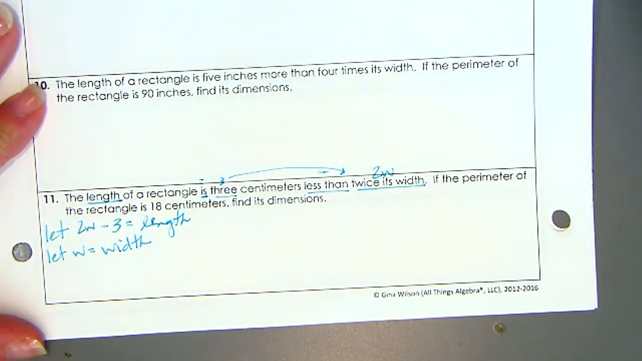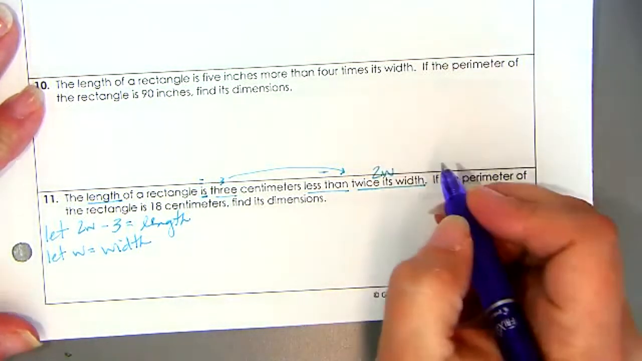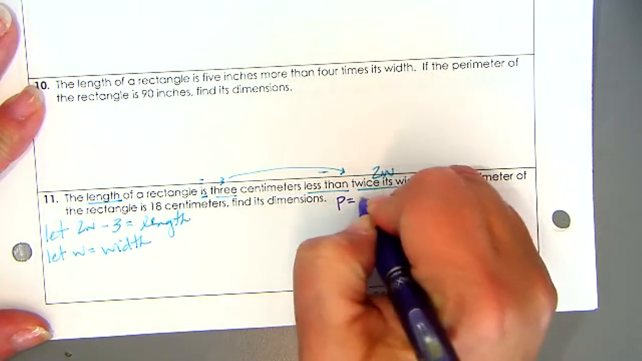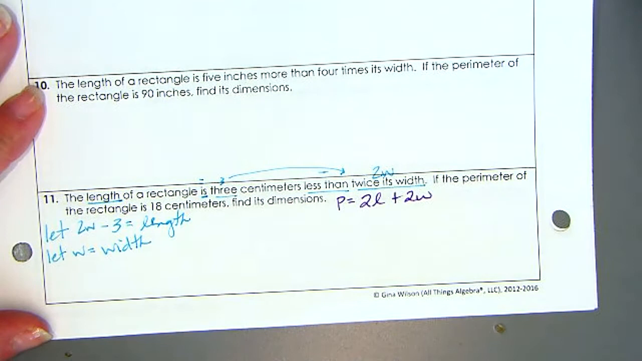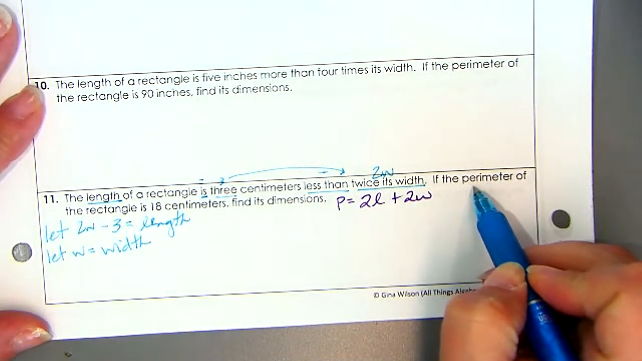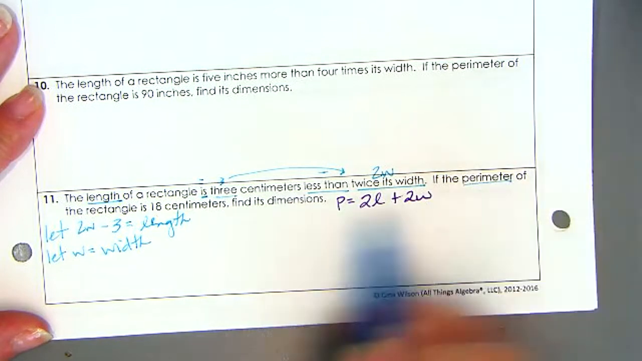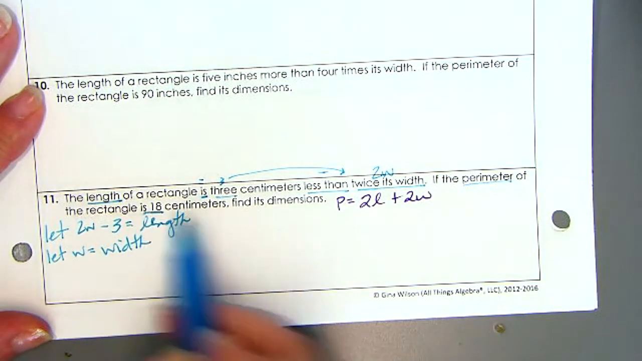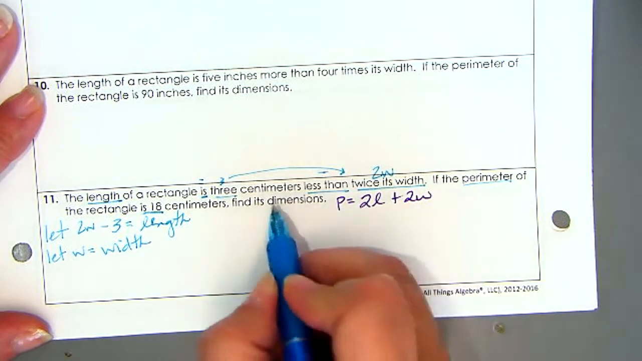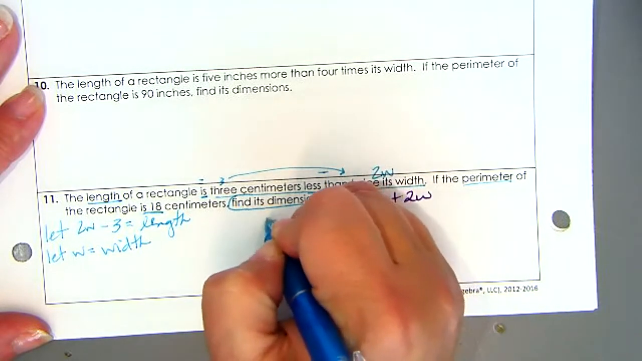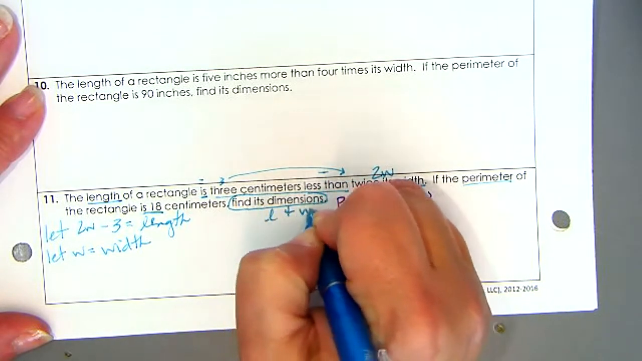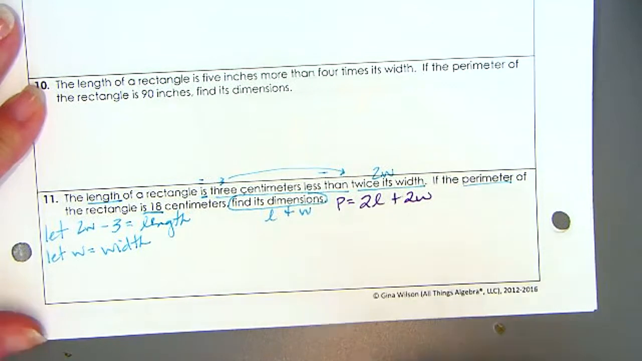All right, so now we're going to use our nice formula for perimeter. Remember, P equals 2L plus 2W. Well, what you need to remember is it tells us right here, if you read further into the word problem, the perimeter of the rectangle is 18. So it gives me that information. The question is, I want to find its dimensions. That means I want to find the length and the width. All right, now I plug and chug.